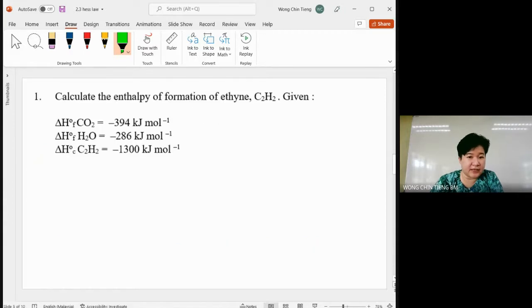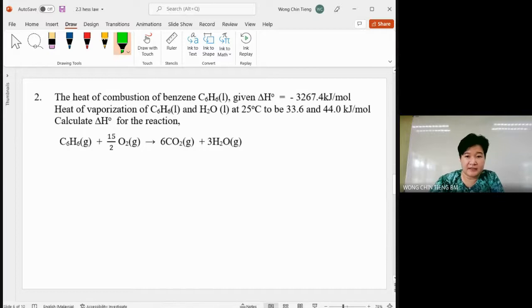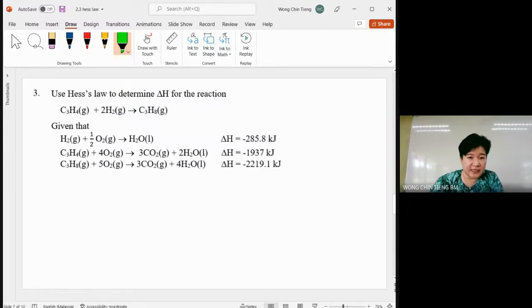Okay, kita tengok yang lain. Formation, combustion. Boleh guna cara formula? Tak boleh. Right? Yang ni, dia bagi combustion, dia bagi vaporization. Tak boleh guna formula ni. Nampak tak yang ni? Yang ni semua adalah combustion. Semua ni sebenarnya delta H combustion. Tak boleh guna formula. Nampak?